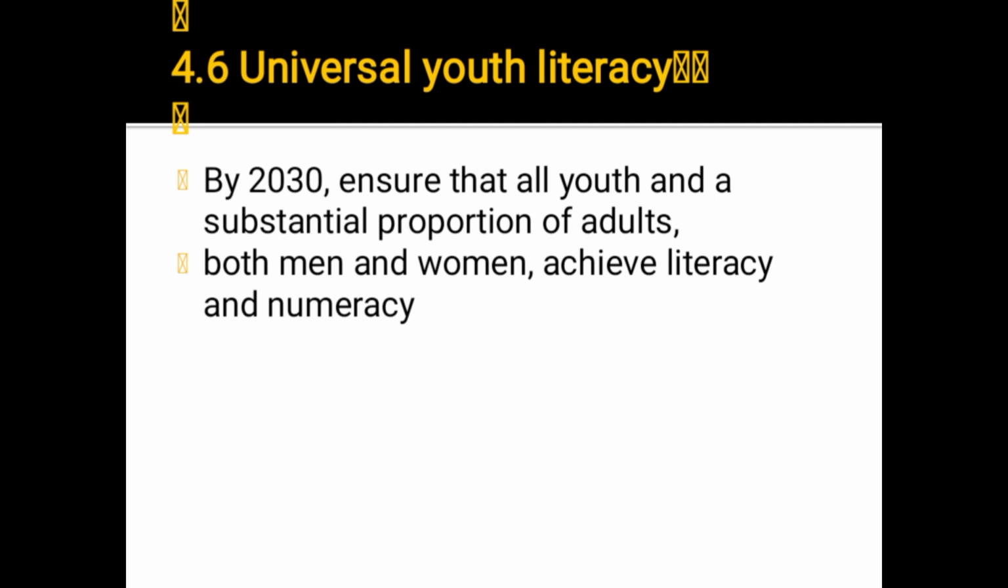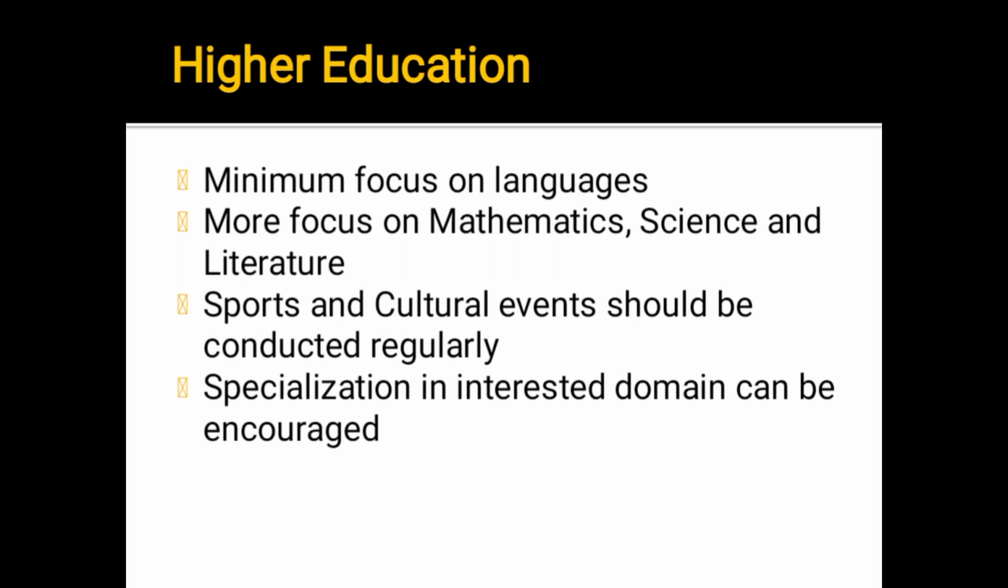Target 4.6 of quality education is universal youth literacy. By 2030, we should ensure that all youth and a substantial proportion of adults, both men and women, achieve literacy and numeracy.